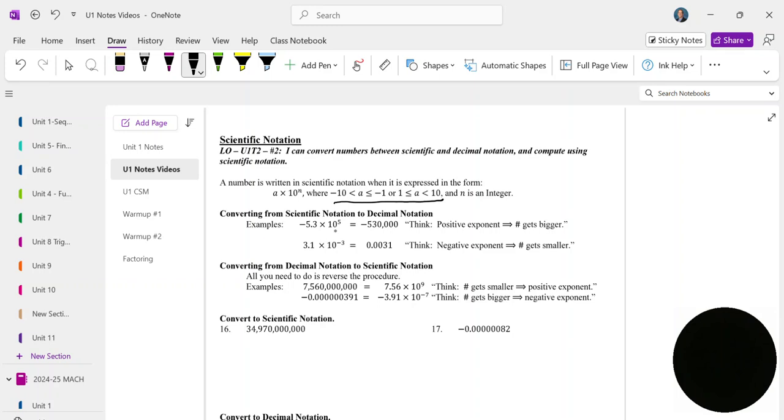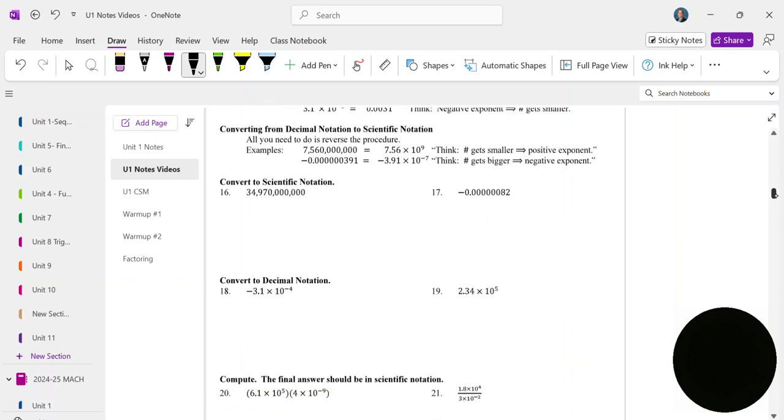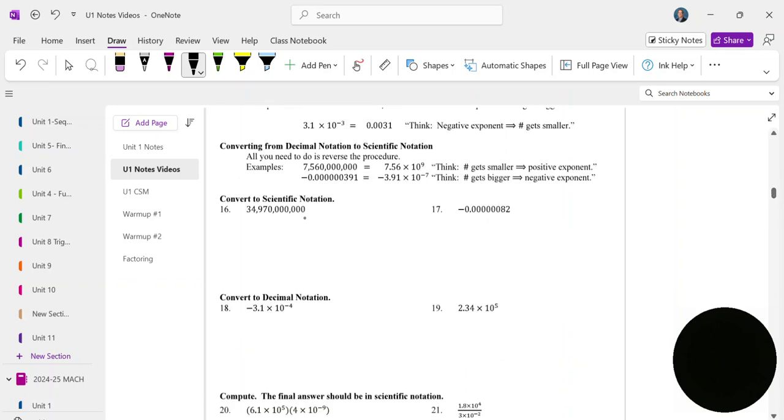If you're raising 10 to a positive power, that means the number is going to get bigger. And if you're raising it to a negative power, that means the number is going to get smaller. So for example, here to convert to scientific notation, you start where the decimal would be, and then you just move backward 1, 2, 3, 4, 5, 6, 7, 8, 9, 10.